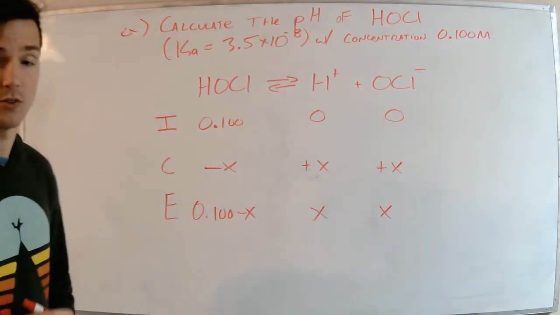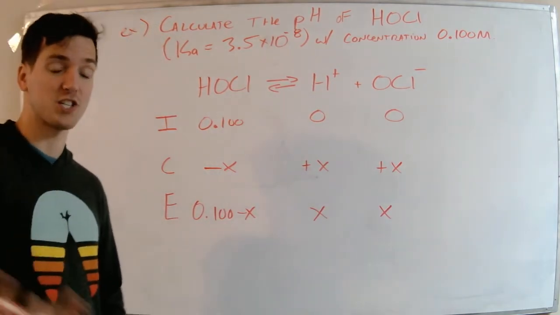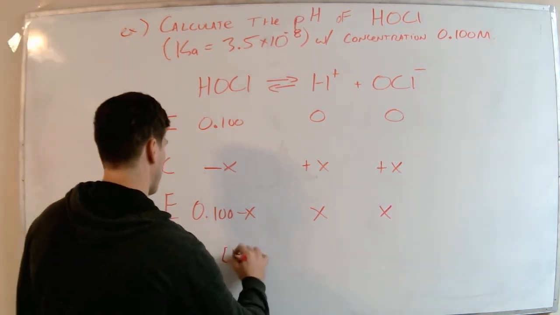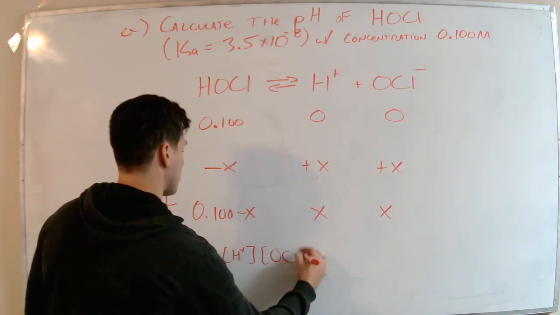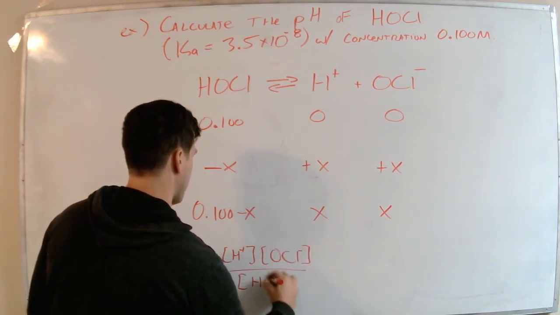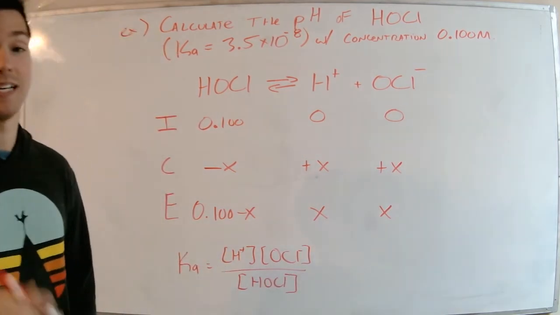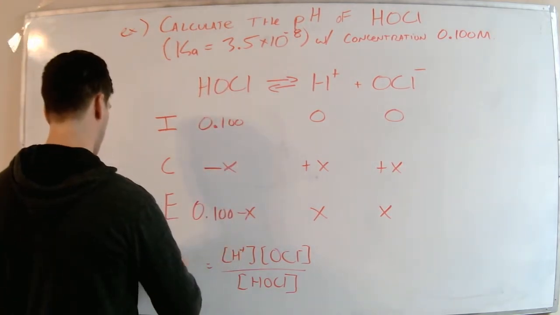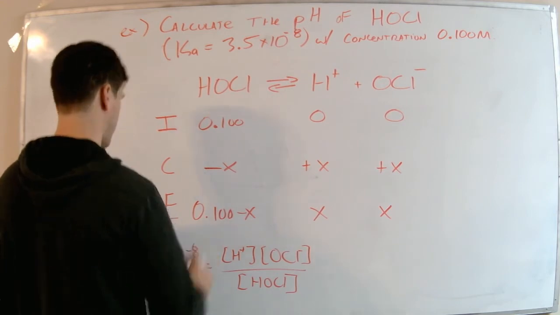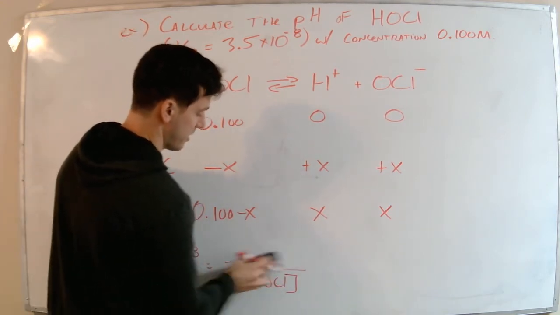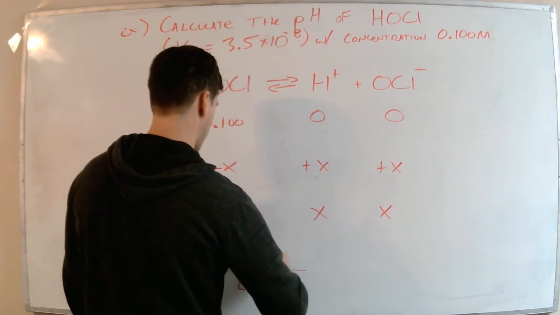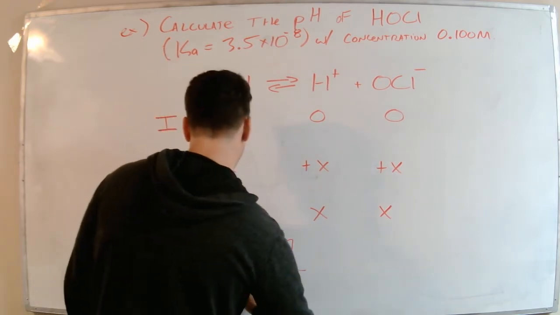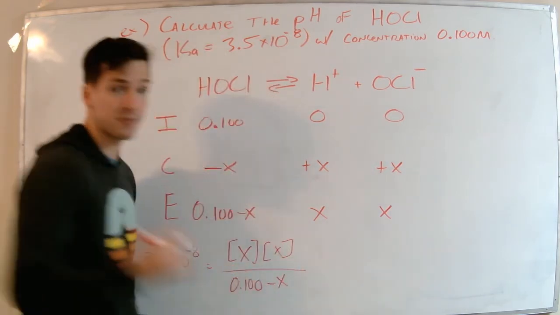All right. So now we have to set up our mathematical expression in order to solve for x. We know that Ka is going to equal products over reactants, which is H plus times OCl minus over the concentration of HOCl. And then let's plug in what we know. Our Ka is 3.5 times 10 to the -8th. Our H plus is x. Our OCl minus is x. And our HOCl is 0.100 minus x.